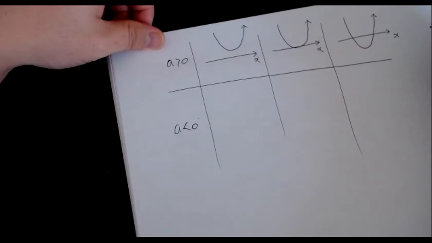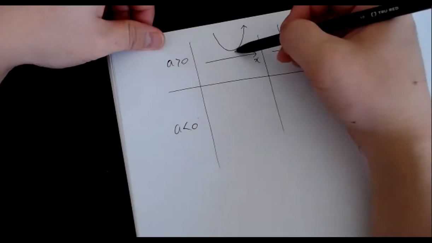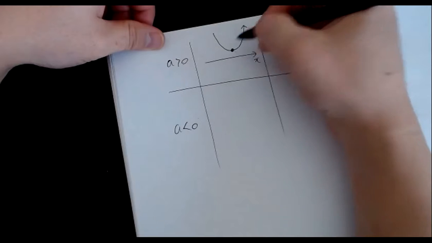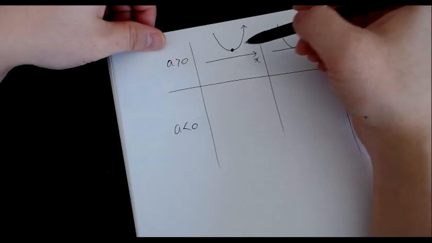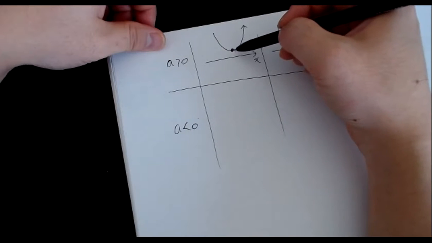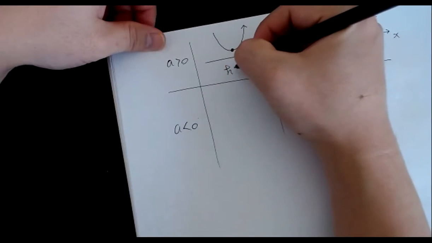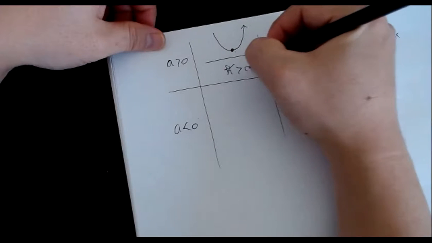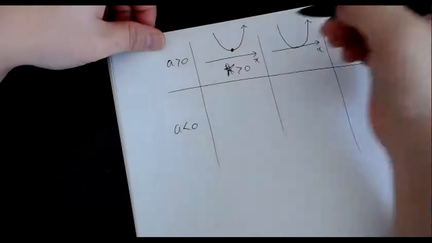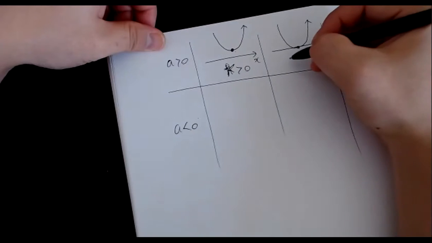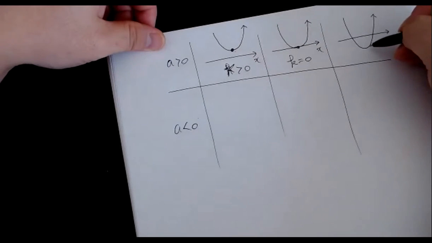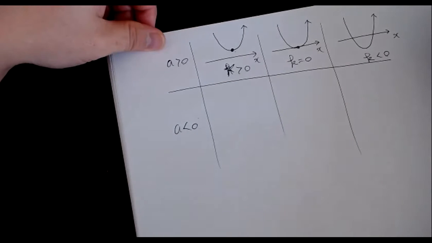Okay. In the one circumstance, we're gonna get this. See that vertex point is the lowest point, right? In this case, k is greater than 0, right? Okay. In this case, the parabola touches the x-axis, it means that k equals 0. Cross, it means that k is what? Less than 0. Okay.